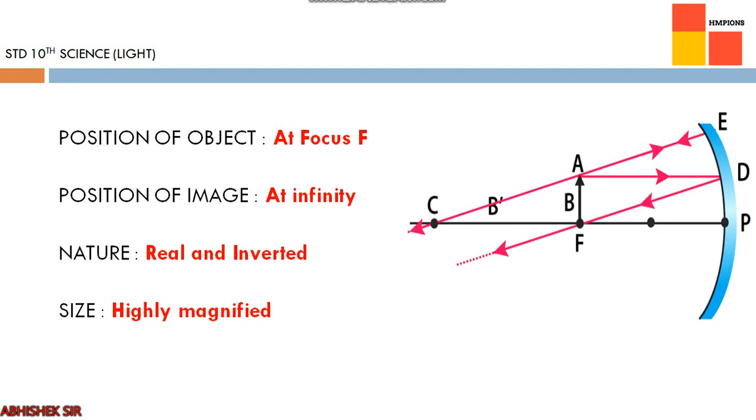The next and the last one for the concave mirror is if we keep the object at F. The light rays which are going parallel will reflect parallel, and you see in the figure we cannot see whether they are meeting or not, so we'll assume that they might meet at a point at infinity. So they will meet, so real and inverted, but if they are meeting at infinity it will be highly magnified. So that's all for the concave mirror.